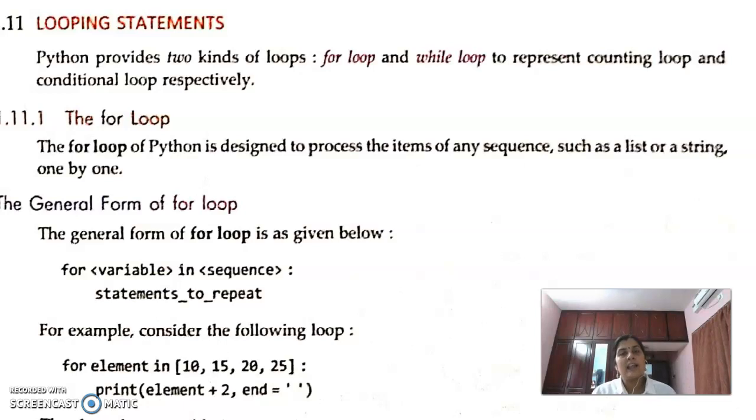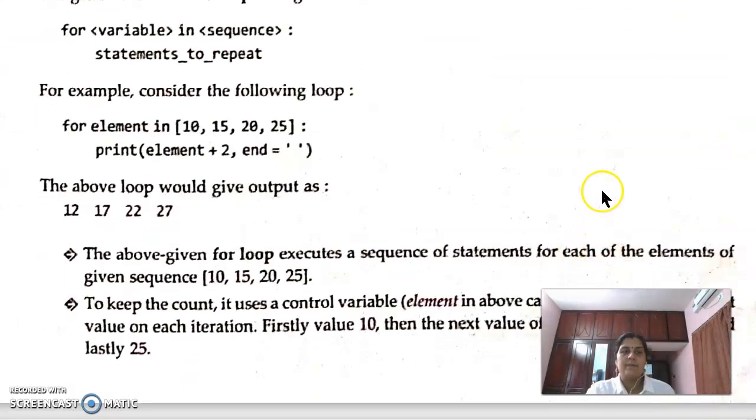Like if and if else, where the header of an if statement or if elif statement contains a colon after the condition check, in looping statements also there will be a colon after the header. So the general form of the for loop is: for variable in sequence, colon. Inside this, some space, meaning indentation, is there, and the statements to repeat. We can consider an example.